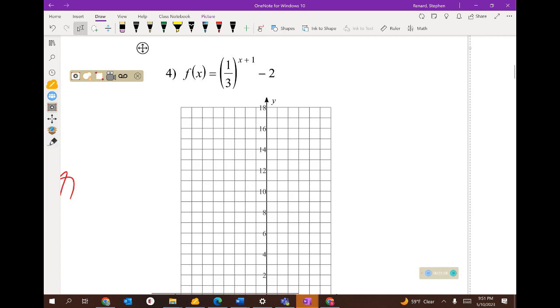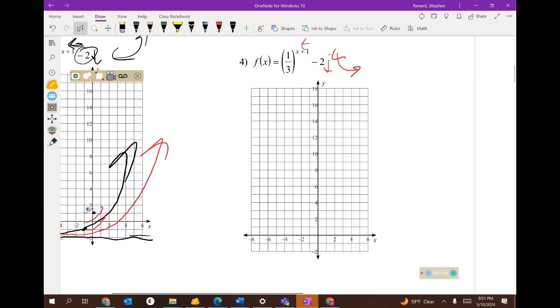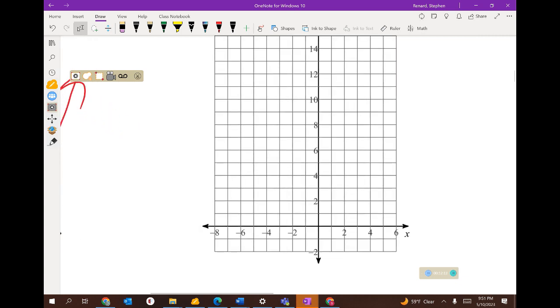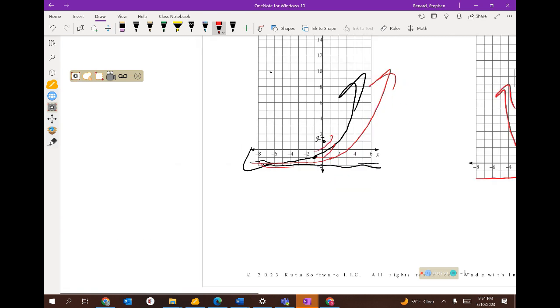So let's move on to number 4. We have 1/3 to the x, so we know the general shape is going to be like this. That plus 1 moves it 1 to the left and down 2. Notice that we have the same shift. We just basically have the opposite graph. So we're still going to move 1 to the left, down 2. We're still going to have our asymptote at y equals negative 2. Except we're going to open up this way instead. Okay, and it really is that easy.